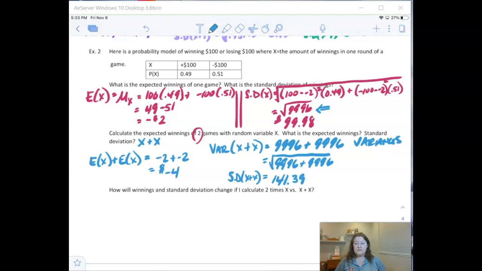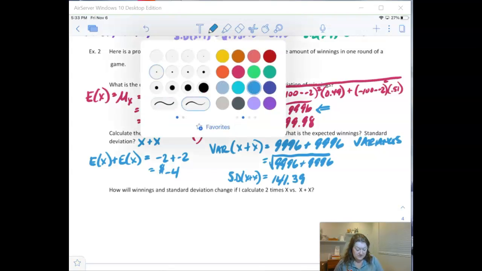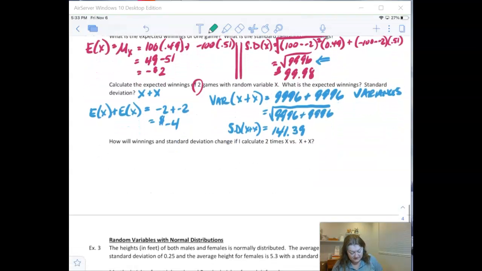All right, last question says, how will the winnings and standard deviation change if I calculate 2 times x instead of x plus x? So how is it different if I bring in a constant versus if I use 2 random variables? That's what they're asking us in this one. Instead of x plus x, they're asking us to do 2x, just 2 times the random variable.